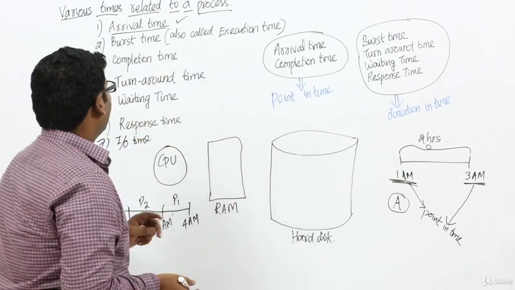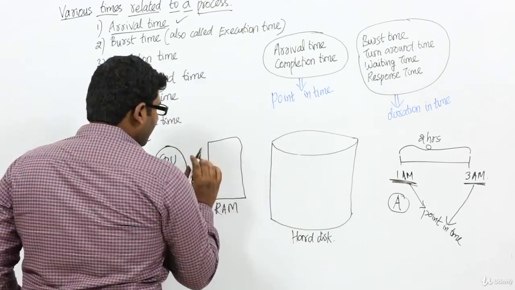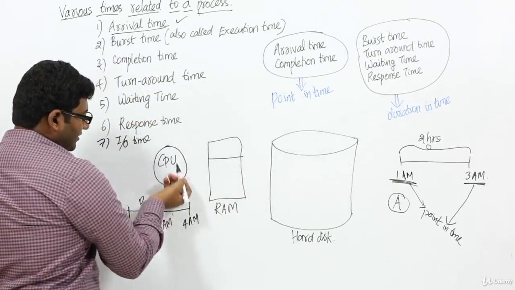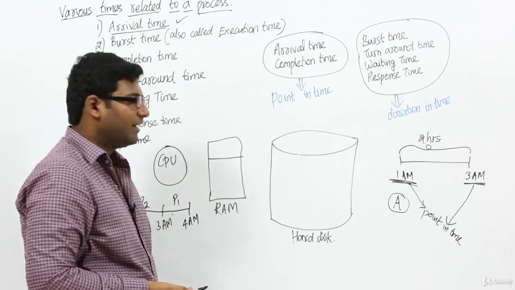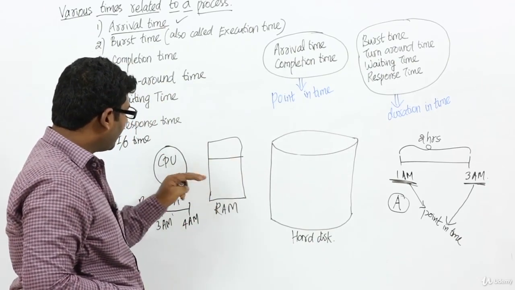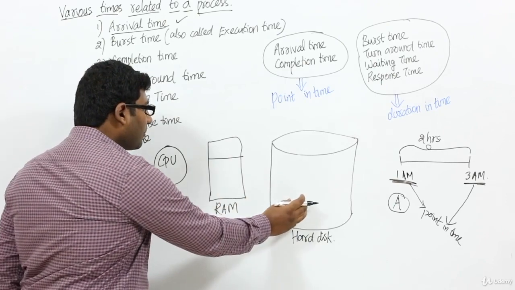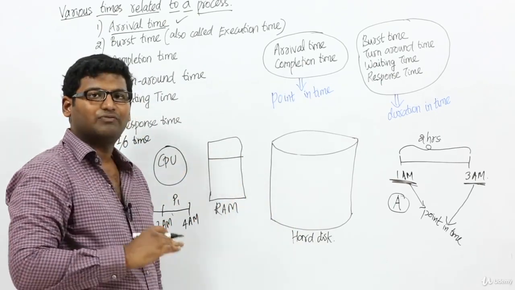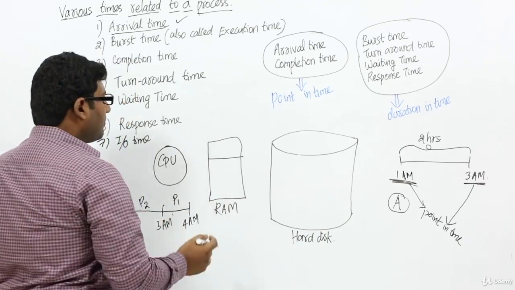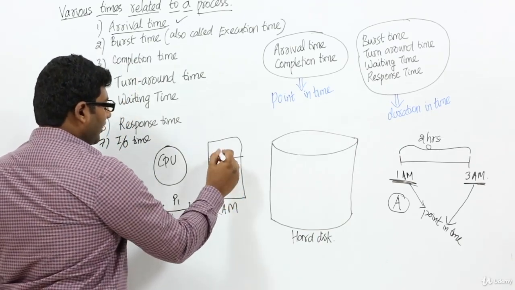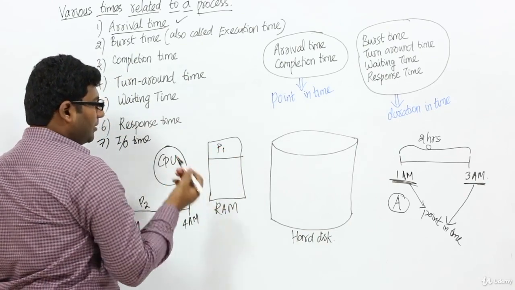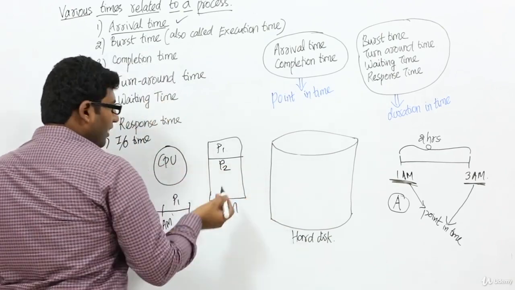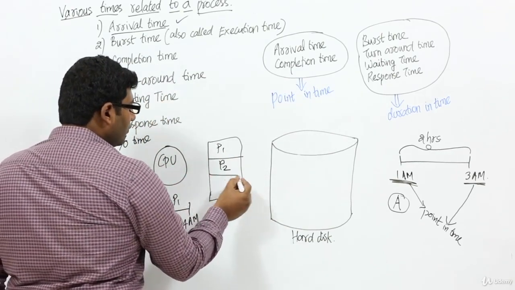Now once a program has arrived into the RAM, what can happen? This program will be executed for some time by the CPU. In case a higher priority process comes into the RAM, this process will be preempted, which means it will be stopped for some time, and the high priority process will continue execution. Let us assume P1 is being executed by the CPU, then a high priority process, say P2, came into the RAM, and so we have preempted P1 and continued with P2.